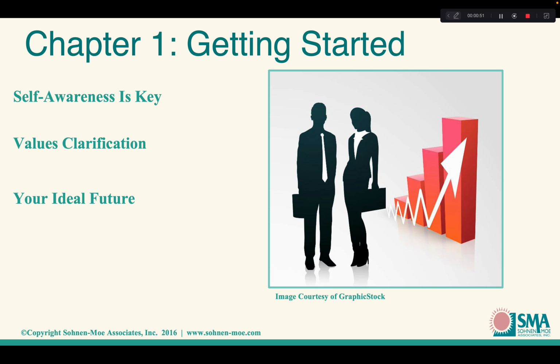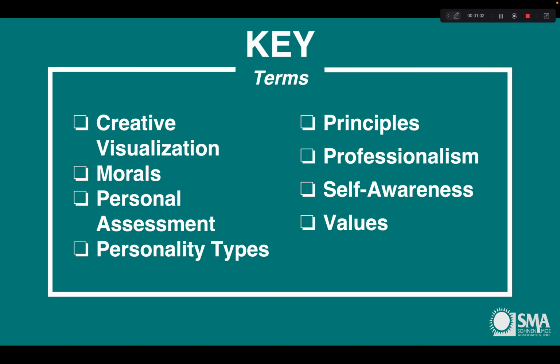So chapter 1 is self-awareness is key. This is values clarification and your ideal future. Some key terms that you're going to want to know after this chapter are creative visualization, morals, personal assessment, personality type, principles, professionalism, self-awareness, and values.